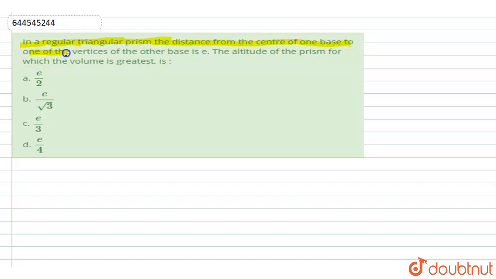Hi, the question is: in a regular triangular prism, the distance from the center of one base to one of the vertices of the other base is E. The altitude of the prism for which the volume is greatest is. The options are E by 2, E by root 2, E by 3, and E by 4.